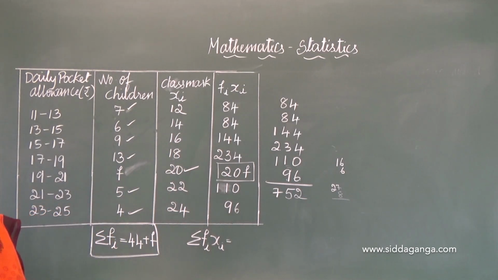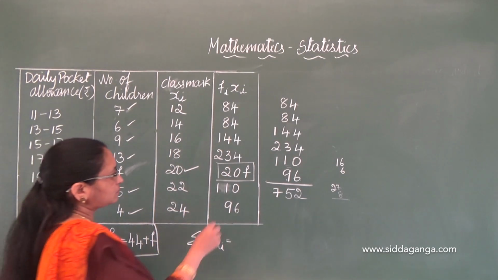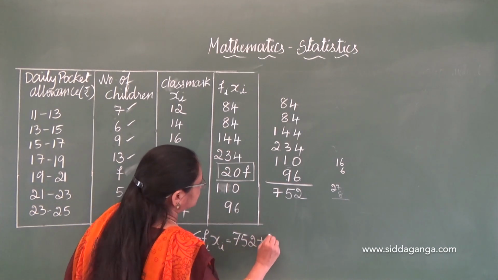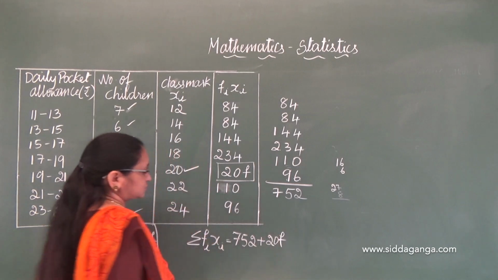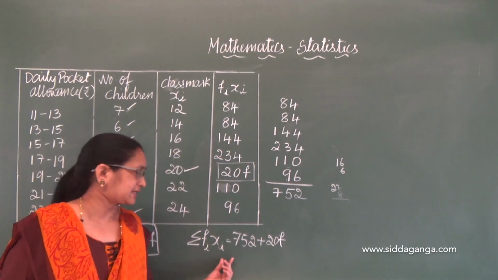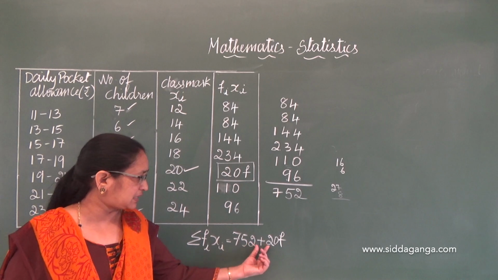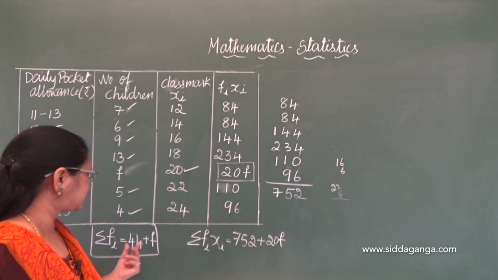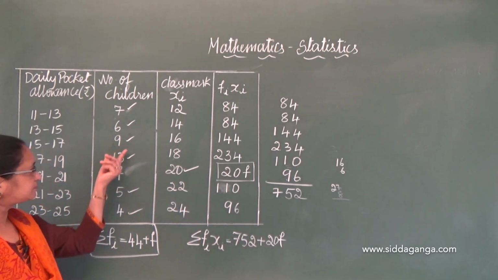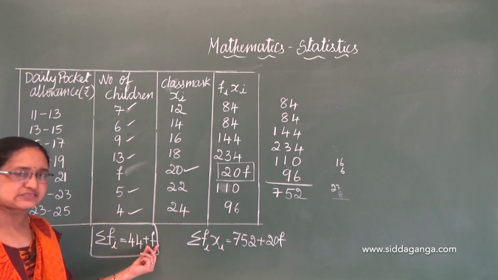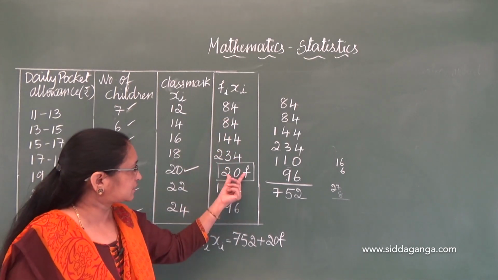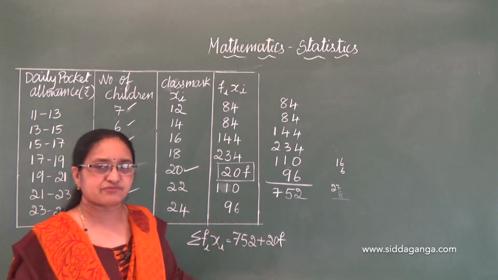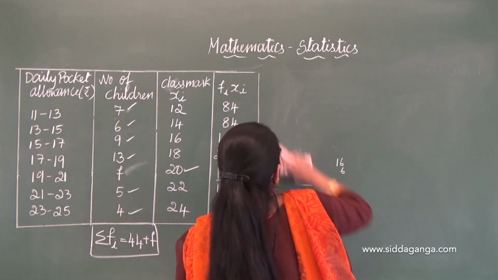So, we have, okay, now 752 plus 20F. So, what is this? Sigma Fi Xi is 752 plus 20F. I hope it is clear. These are the two steps which you have to remember. See here, when you add, you are keeping this F as it is. Here also when you are adding, you are keeping 20F as it is. So, 752 plus 20F.